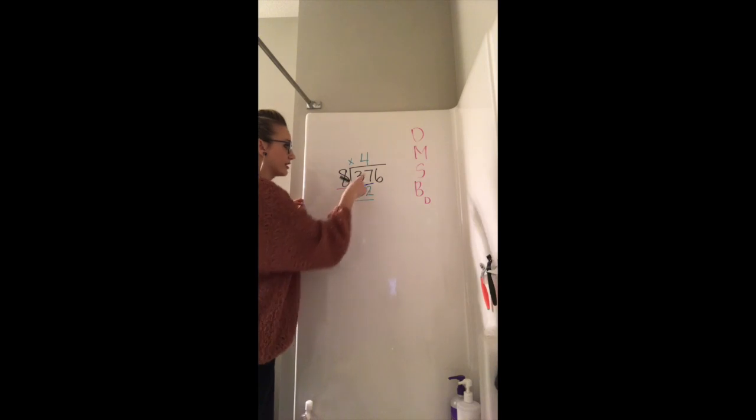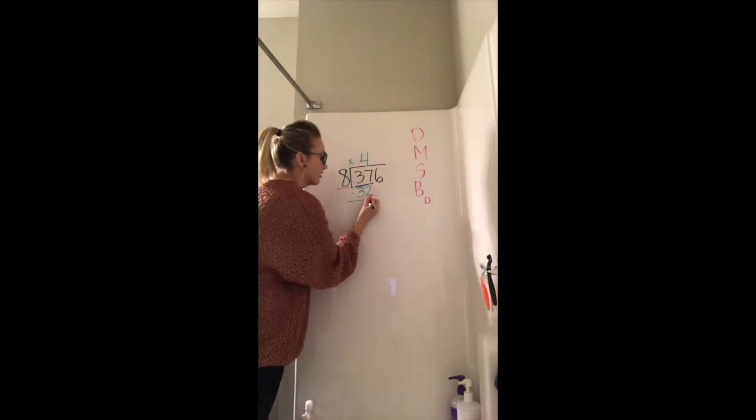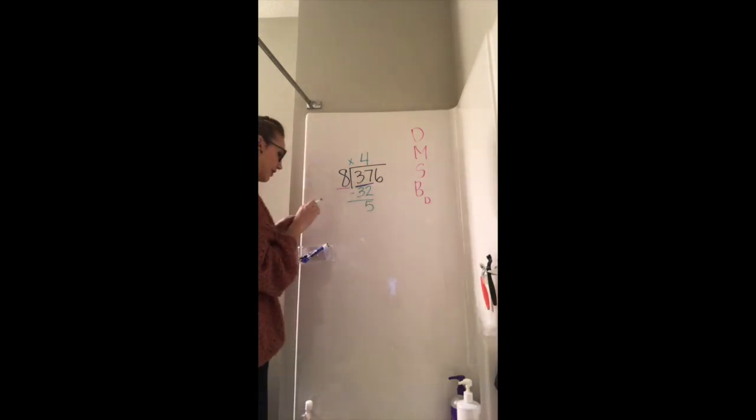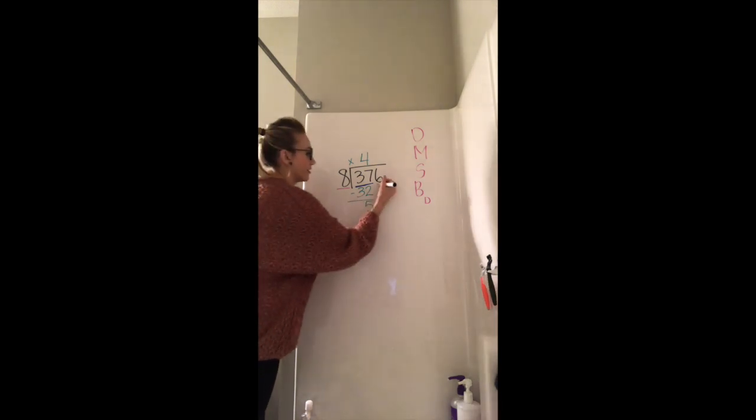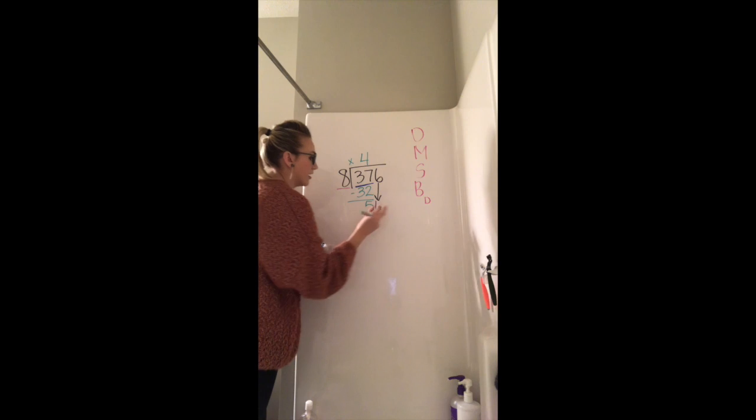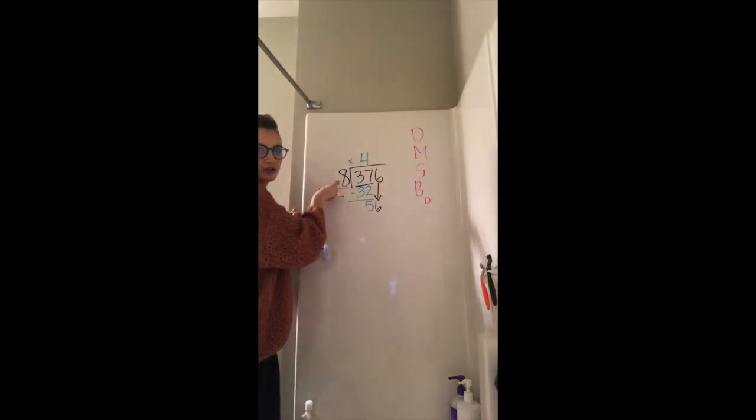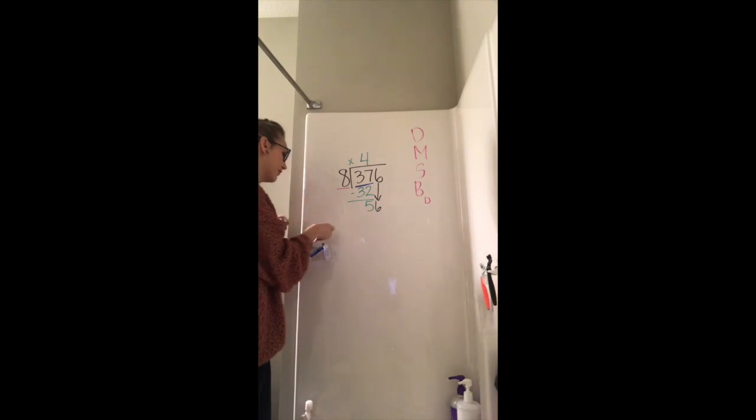And then if we subtract that, we should get 5. Then we gotta bring down our 6. Now, I want you to look in your 8's column on your multiplication chart. How many times does 8 fit into 56?